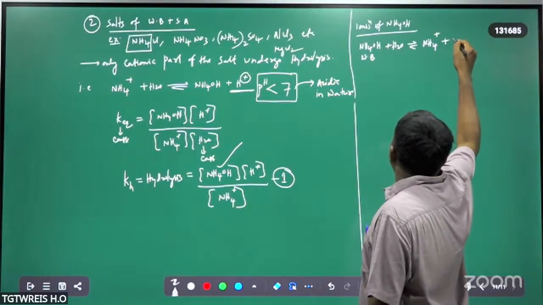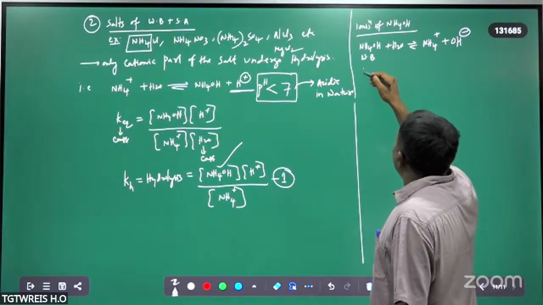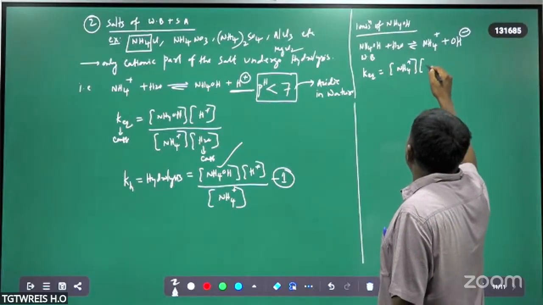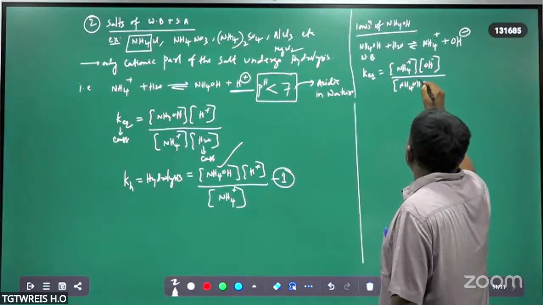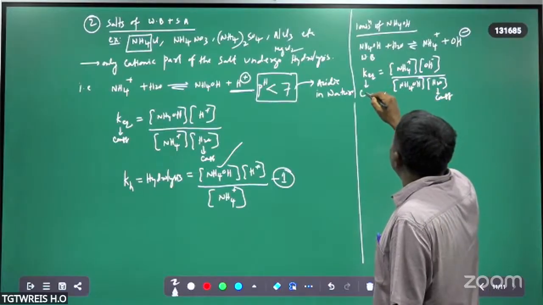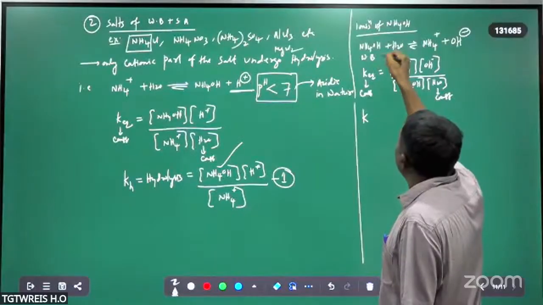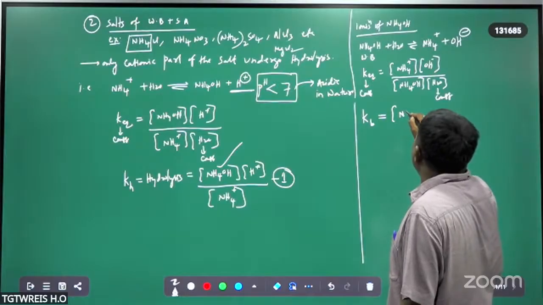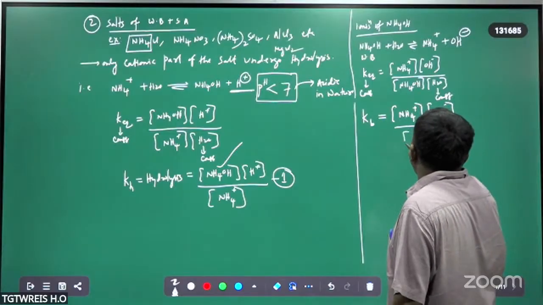It is undergoing what now? Hydrolysis: NH4 plus OH minus. So it is an equilibrium. That's why K equilibrium is equal to NH4 plus into OH minus by NH4OH and square bracket water. Again it is constant, constant into constant. This is for a weak base, therefore you must write Kb. Kb is equal to NH4 plus into OH minus by NH4OH.